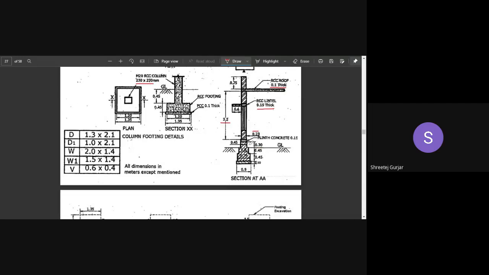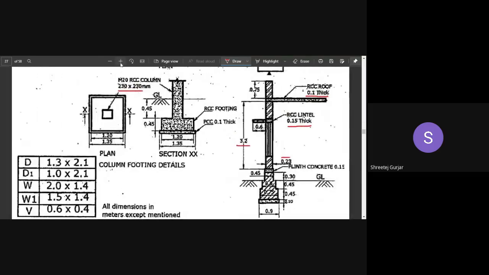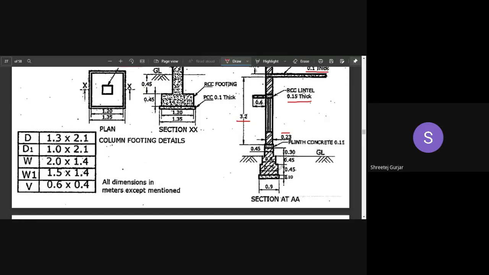Then we have this step foundation for wall, wherein we can see we have three steps. First we have PCC of 0.9 meter width. Then we have our first step, which is 0.75 meter in width and 0.45 meter in height. Then the second step is 0.6 meter in width and 0.45 meter in height. So this is up to ground level. This is your foundation level, the bottommost part. Then this is the ground level, and above ground level is your third step, which is 0.45 meter in width and 0.3 meter in depth.